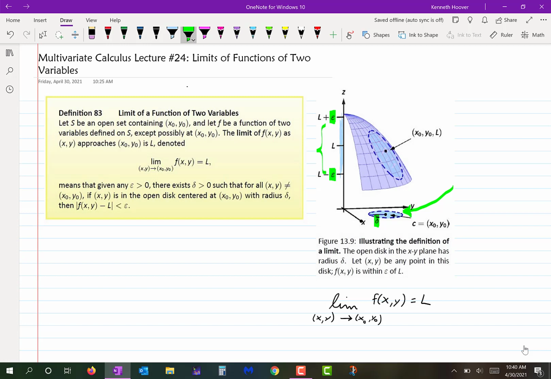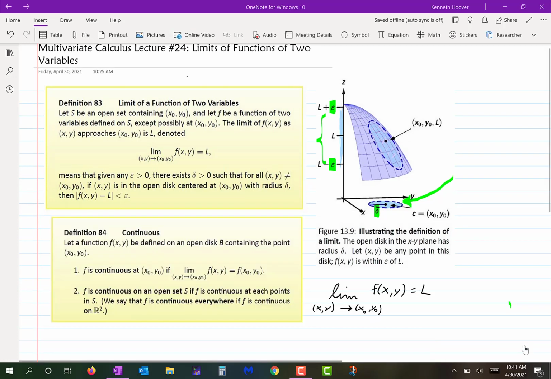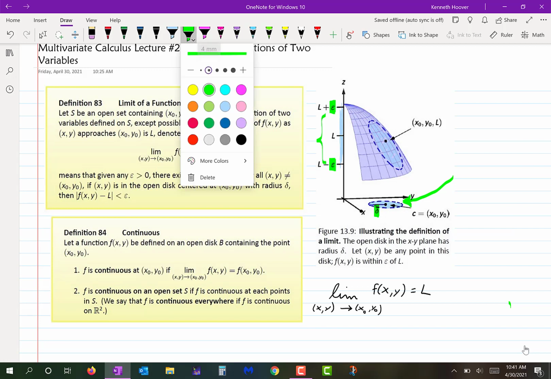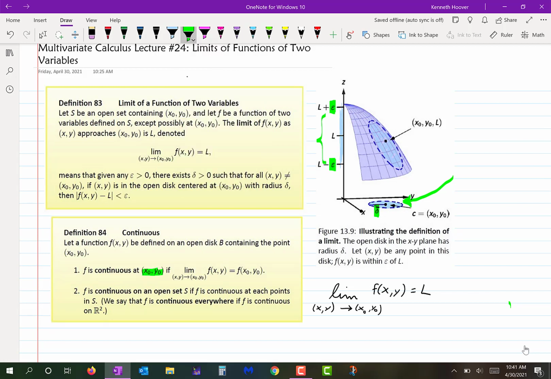Now, what about the definition of continuity? Let's go ahead and put that up here. Since we're looking at definitions, you see the definition of continuity in this setting is exactly the same as it is in the single variable setting. Here's the only difference. We would be saying here continuous at a point instead of saying continuous at a number. It's continuous at a point if the limit of the function as you approach that point equals the value of the function at that point. That's what means continuous.